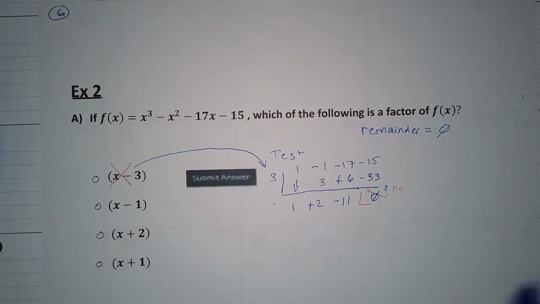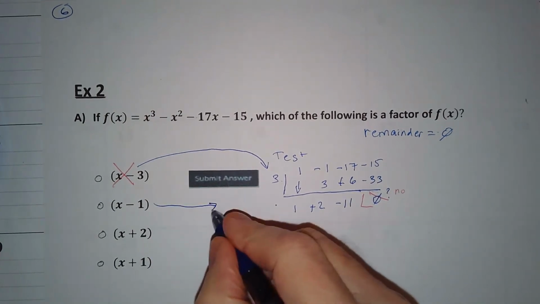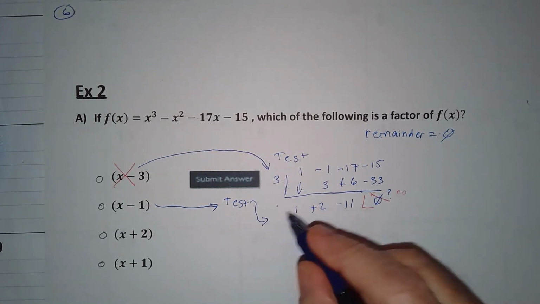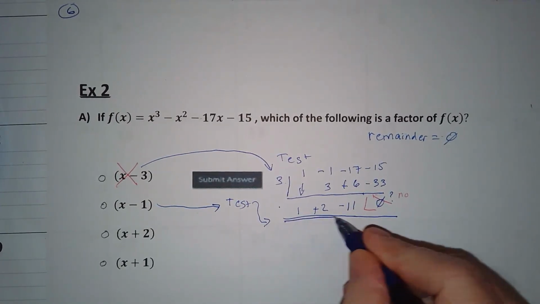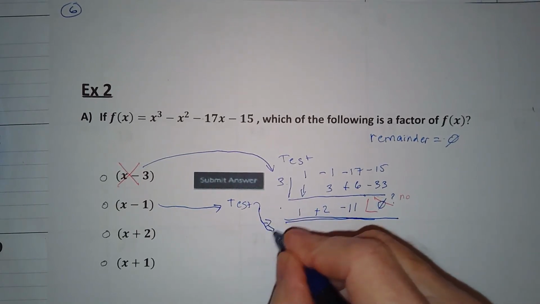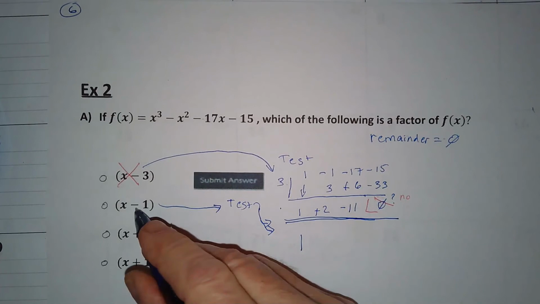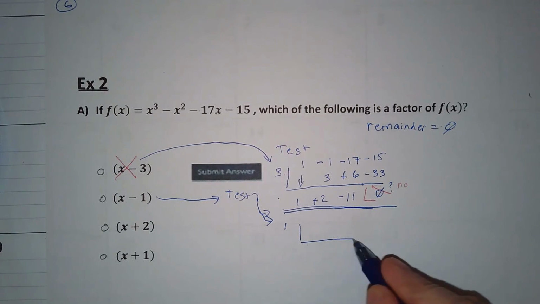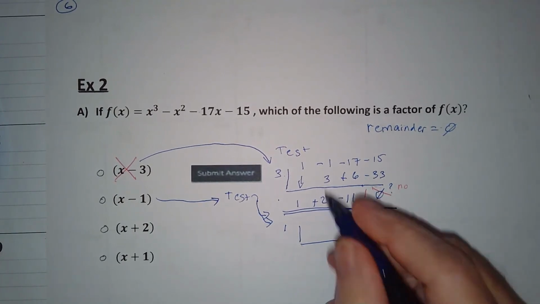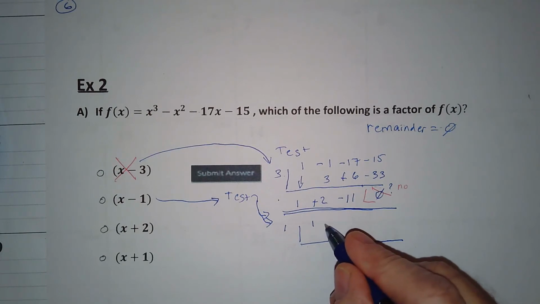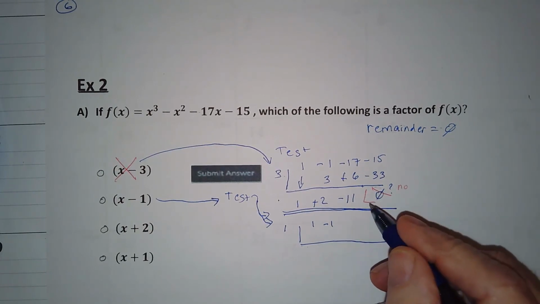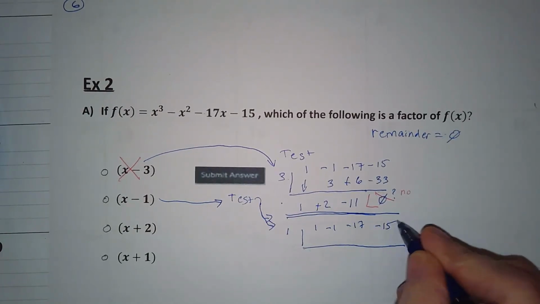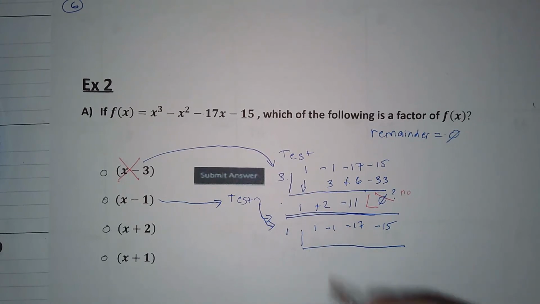Let's try the next one. So we're going to do another test. Let's move it down here. Put a little double line here. So in this case, we've got x minus 1, so x is going to equal 1. We're going to divide by 1 this time. So we're going to put our 1, negative 1, negative 17, and negative 15. All right, let's use red just for contrast.